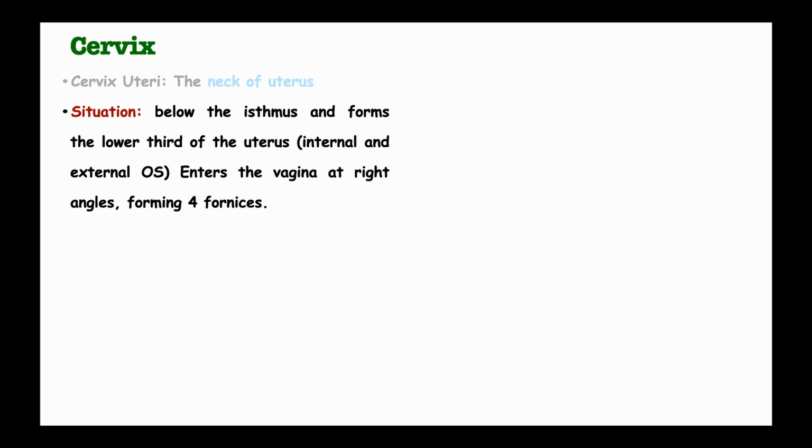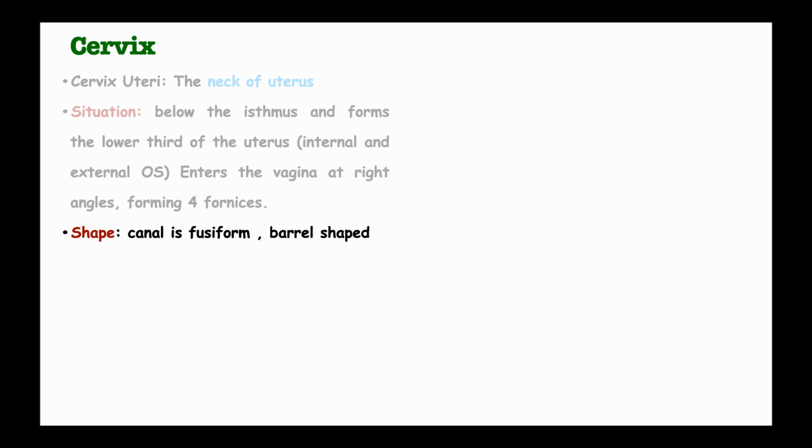I explained this in detail when I was treating the vagina, so you can go back and watch that video. The shape of the cervix is fusiform and it looks like a barrel, which I'll show you very soon. The size of the cervix varies with development as well as age and the parity of the woman. Maternal hormones also play a major role in these changes.